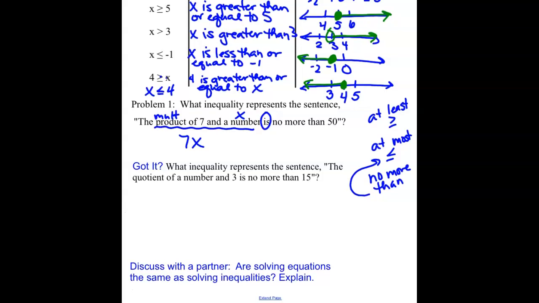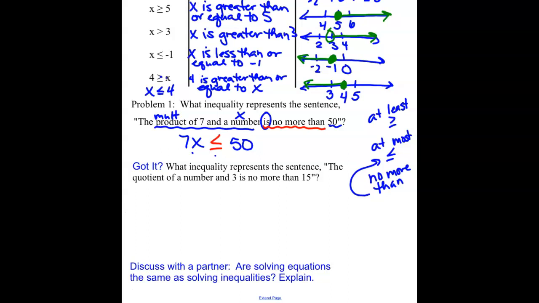So the statement is "no more than." So it can't go over it. So we need to be less than or equal to that. And then the other piece here is our 50. So we have the product of 7 times x has to be less than or equal to 50. It can't be more than it.